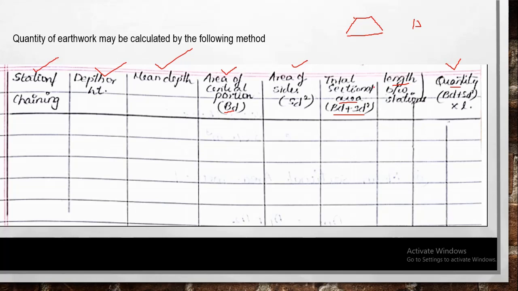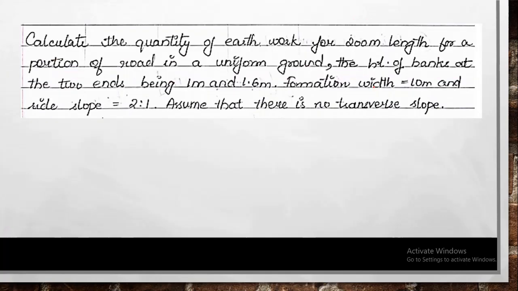So it goes like this, and this is the first problem. Calculate the quantity of earthwork for a 200-meter length for a portion of road in a uniform ground.